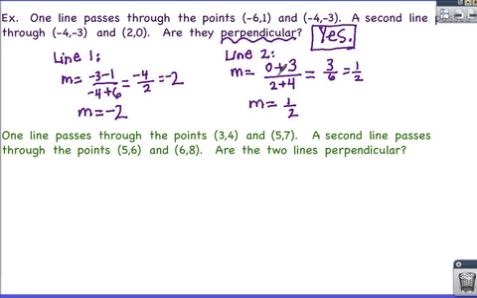One line passes through the points (3, 4) and (5, 7). A second line passes through the points (5, 6) and (6, 8). Are the two lines perpendicular?